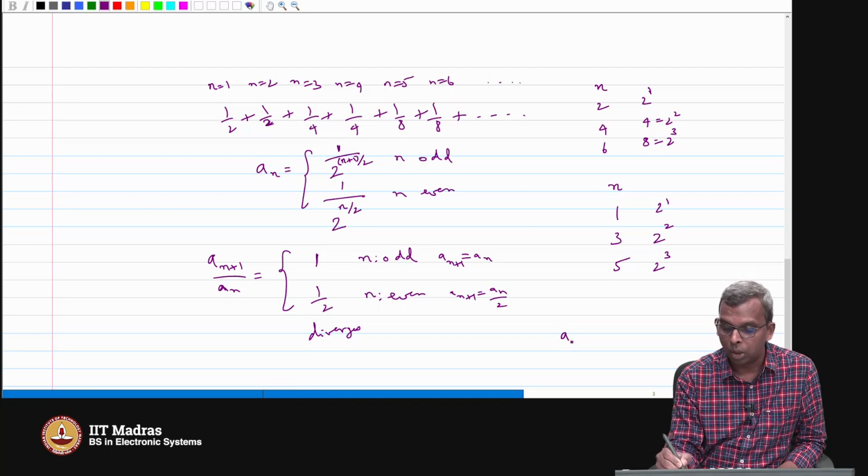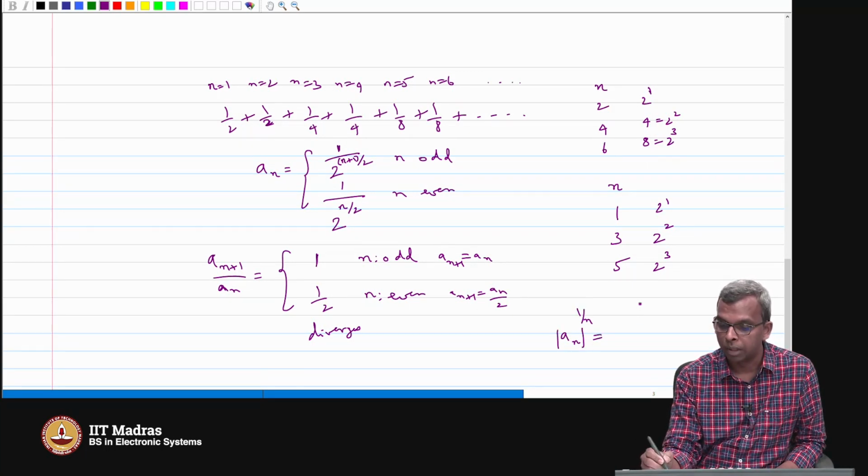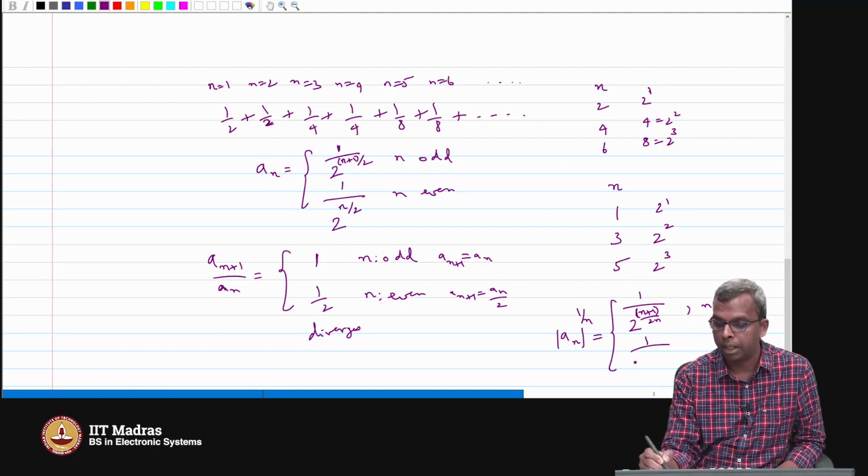But then, if you look at a n power 1 by n, what happens here? Okay, so you get here 1 by 2 power 1 plus n plus 1 by 2n if n is odd, and 1 by 2 power n by 2n if n is even. Both of these tend to half, or this one is equal to half, very easy to see. This one tends to half, right? So, as n becomes larger, it tends to half.